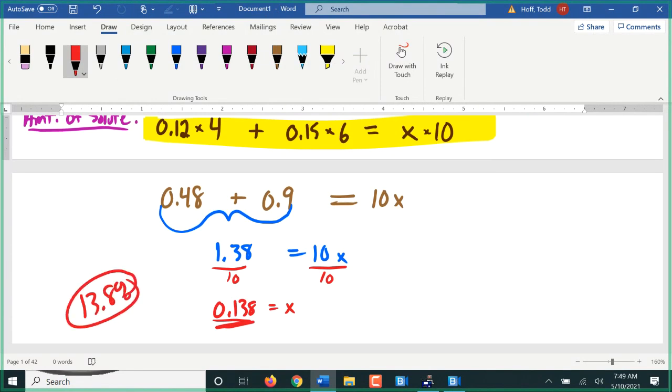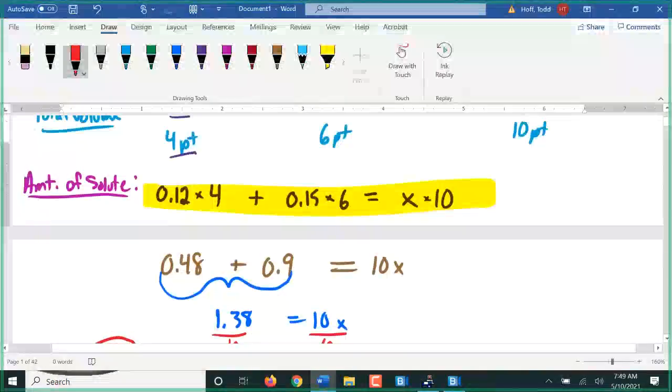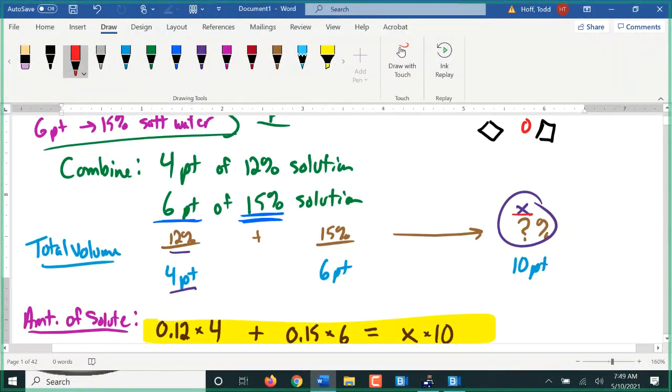So now we need to make sure that we remember what x represents, and we need to make sure we've answered the question. X was the concentration of that final solution. That's the 13.8%. And we were asked what that concentration was going to be when we mixed it together. And it does make sense. 13.8 is slightly closer to 15 than it is to 12.